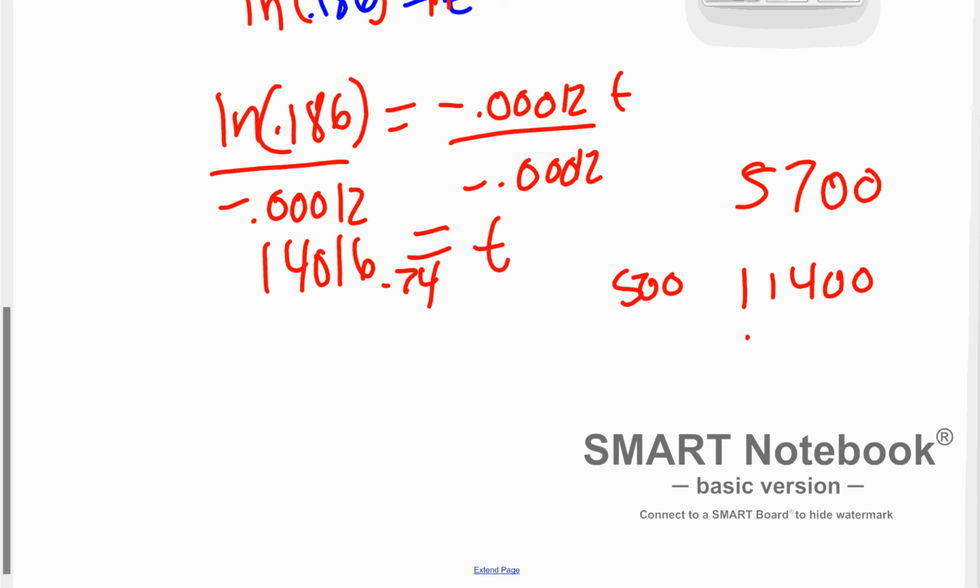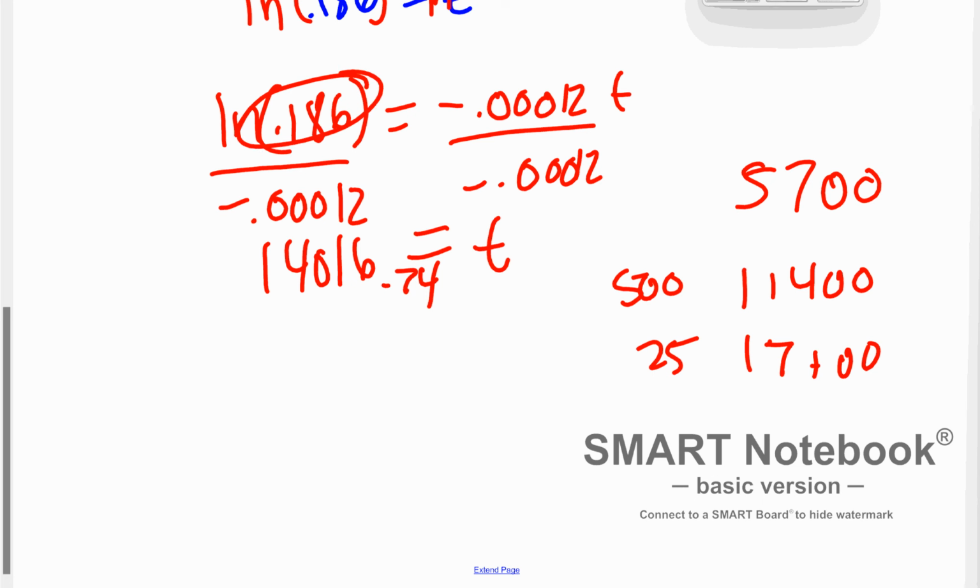So that should be at 11,400 something, or 11,700. Something like that. We should get down to 25, correct? But we're at 18.6% in 14,000 years.